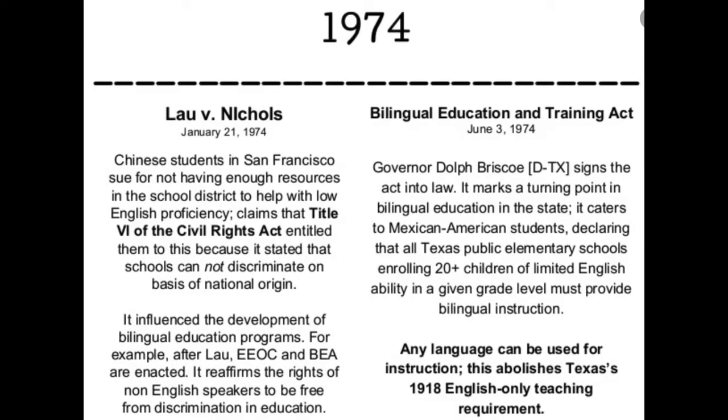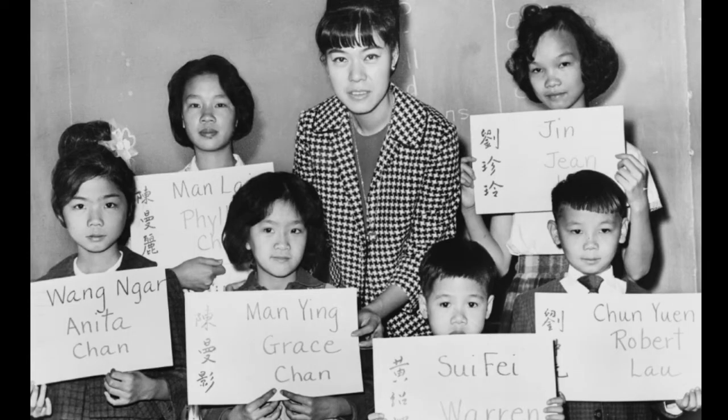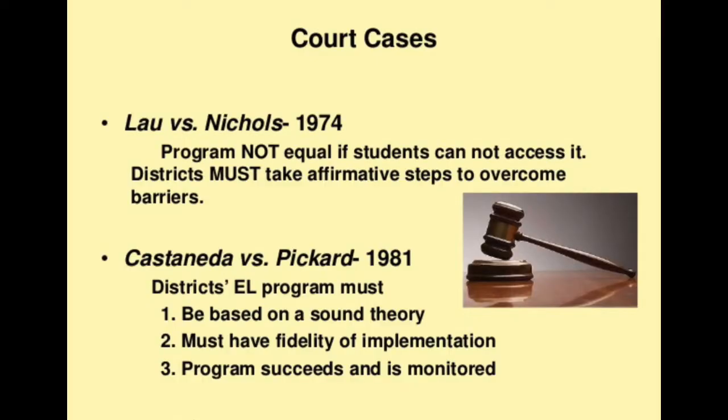Then in 1974, we have Lau versus Nichols, a very famous case that deals with bilingual education. I kind of think this is the true representation of what went on at that time. It was a civil rights case from Chinese American students in California, who were not getting any special help in the schools due to their limited English proficiency. And the court ruled that for English language learners, the sink or swim instruction was a violation of their civil rights.